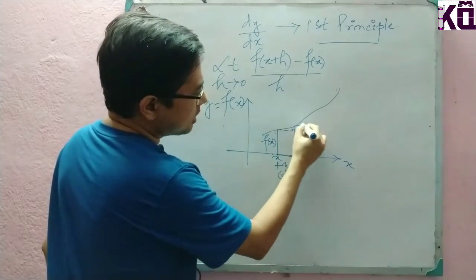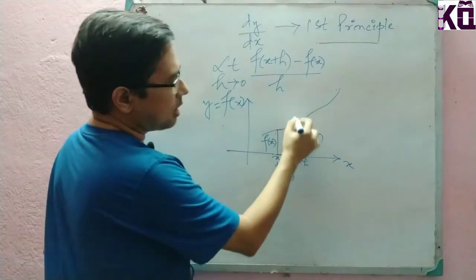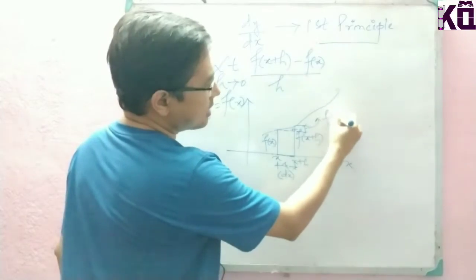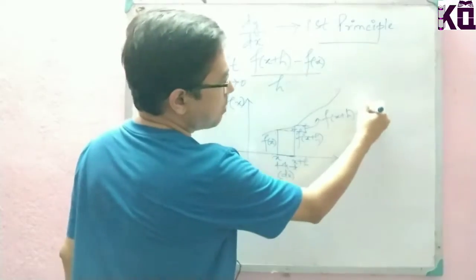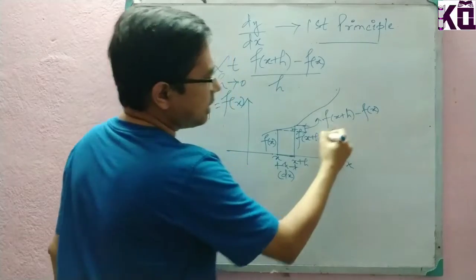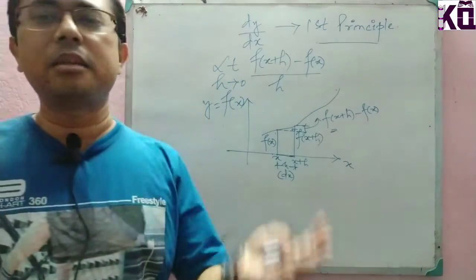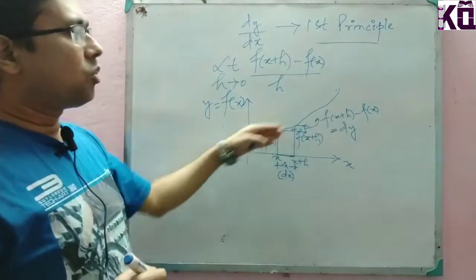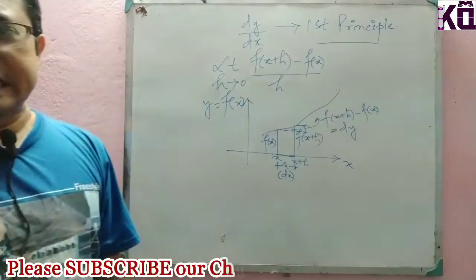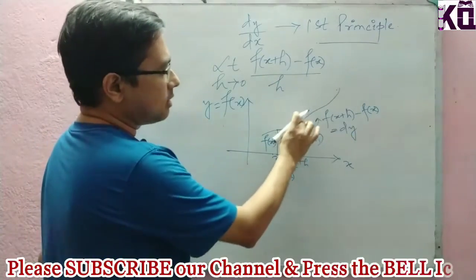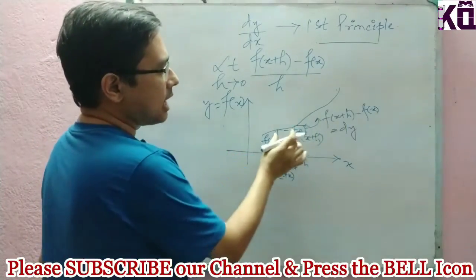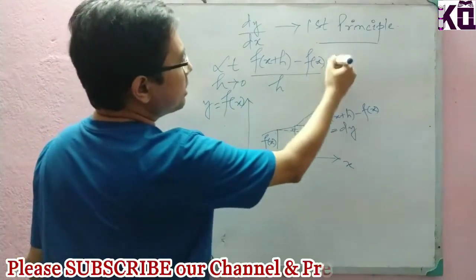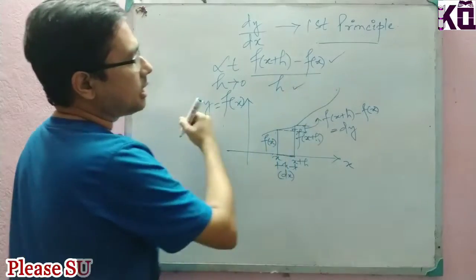So what is the difference here? These two differ by f(x plus h) and this one f(x). So finally we can say this is f(x plus h) minus f(x). Basically, in the y direction there is a little increment in the value, so we can say this is dy. So what is dy/dx? dy means f(x plus h) minus f(x), and dx means that is h. So finally we can write dy means this one and dx means h.